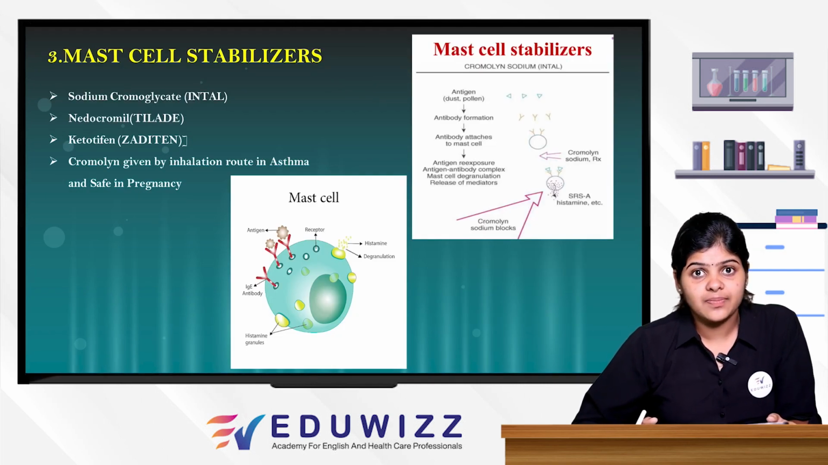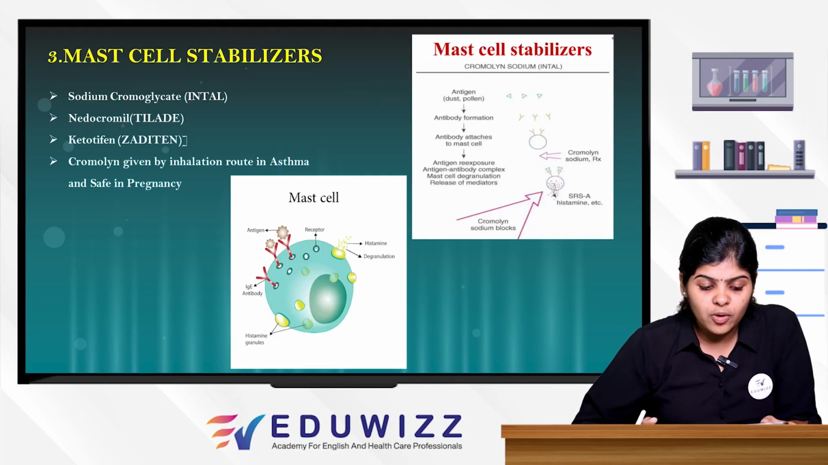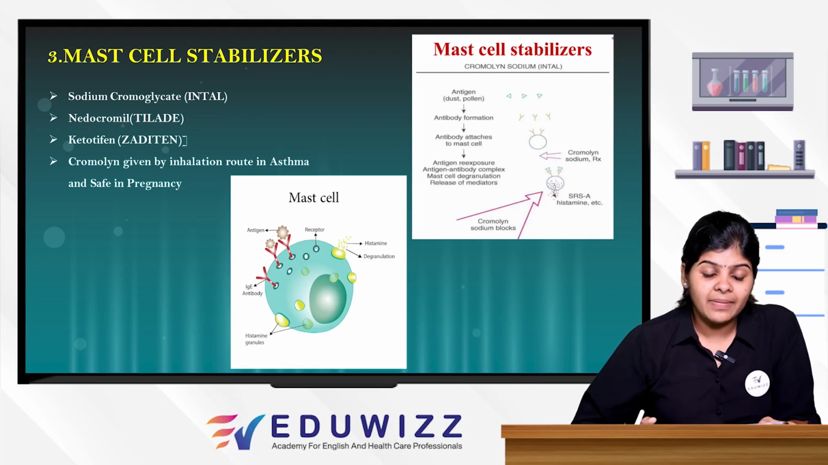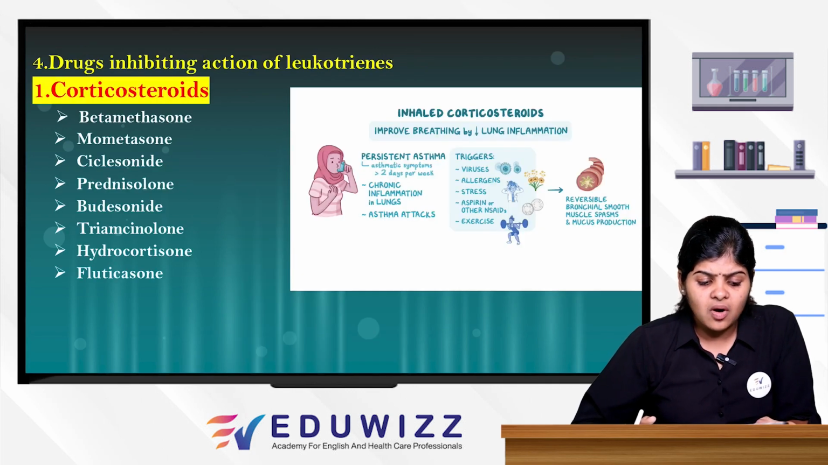And the third category of drug is mast cell stabilizers, that is sodium cromoglycate, nedocromil and ketotifen. Okay, these are the mast cell stabilizers. We need to focus only on the drugs.